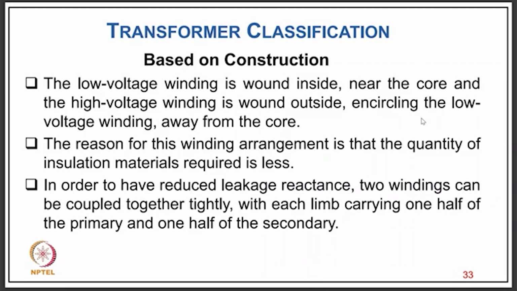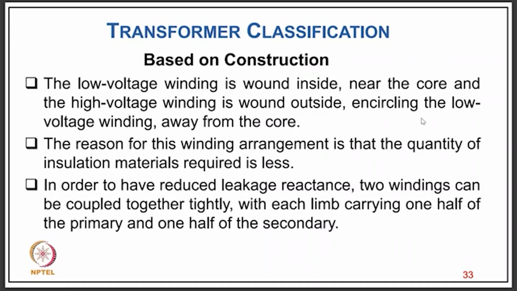You can call it the thickness of insulation or type of insulation. The reason for this winding arrangement is that the quantity of insulation material required is less, and in order to have reduced leakage reactance, two windings can be coupled together tightly, with each limb carrying half of the primary and secondary on the same limb. This has already been mentioned many times.